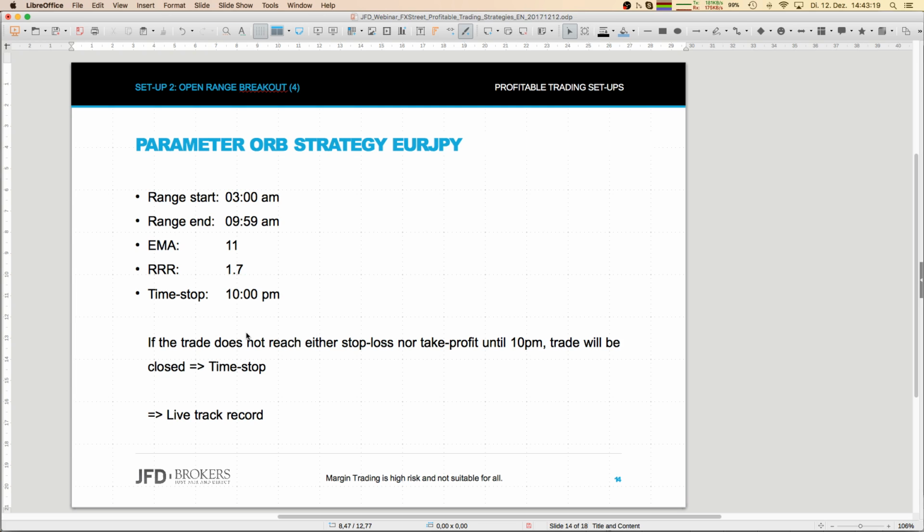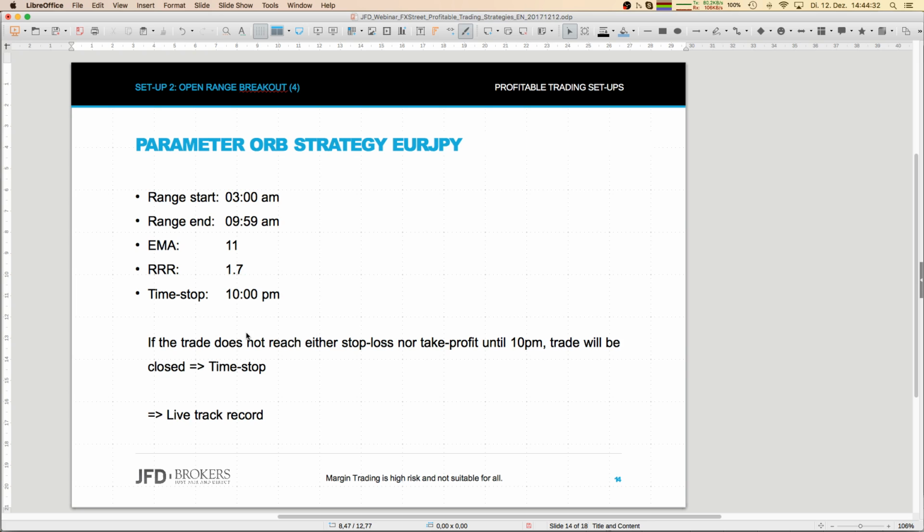But we only place into the direction of an EMA of 11. That's a smaller EMA value, so it's not a long-term trend behavior. It's a little bit more short-term active, and we use a risk-reward ratio of 1.7.